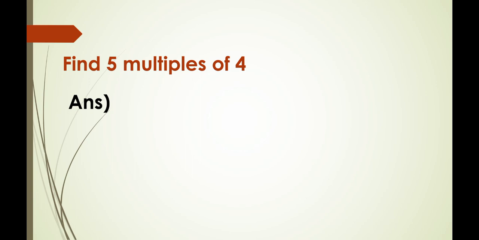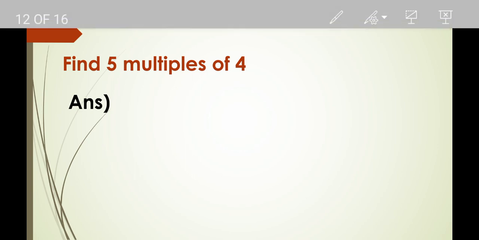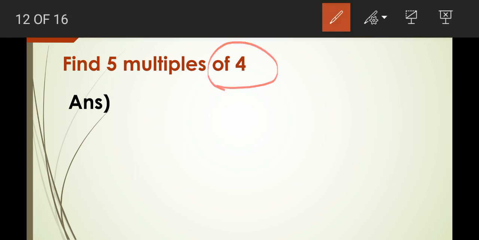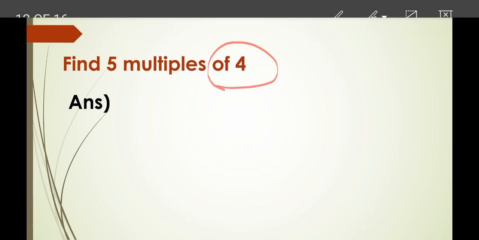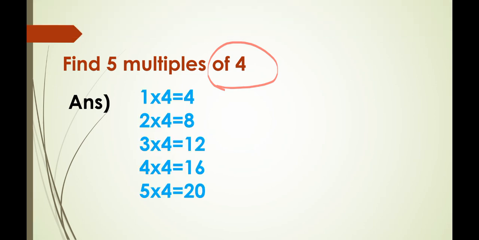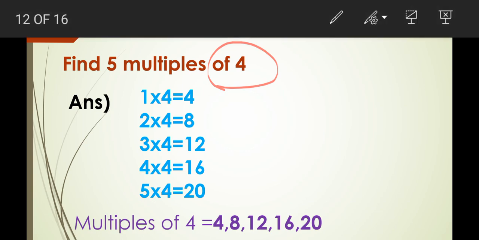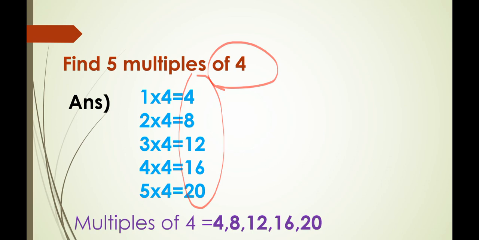Find 5 multiples of 4. How will you find 5 multiples of 4? We have to see the table of 4. So we will write the table of 4. 1 4s are 4, 2 4s are 8, 3 4s are 12, 4 4s are 16, 5 4s are 20. Only 5 multiples are asked, so you can stop here. The multiples of 4 here are 4, 8, 12, 16, 20. It will go on like that. If 6 multiples are asked, you should write 6 4s are 24. Understood? Any doubt in this? It's clear only, right?